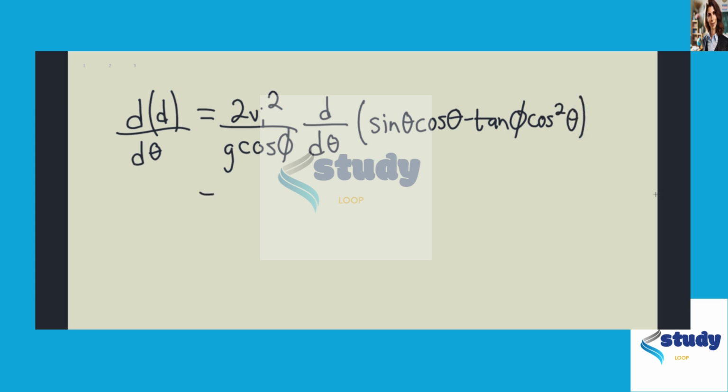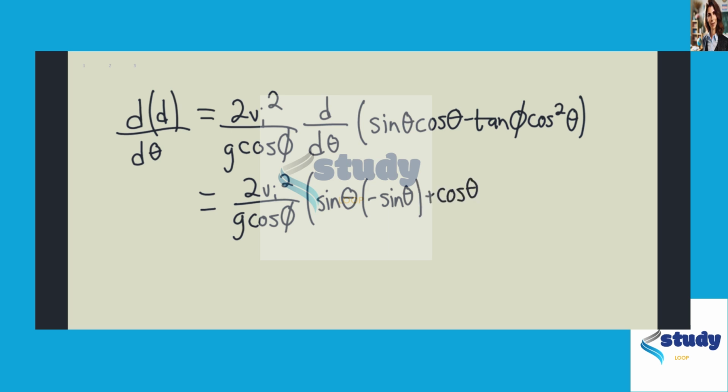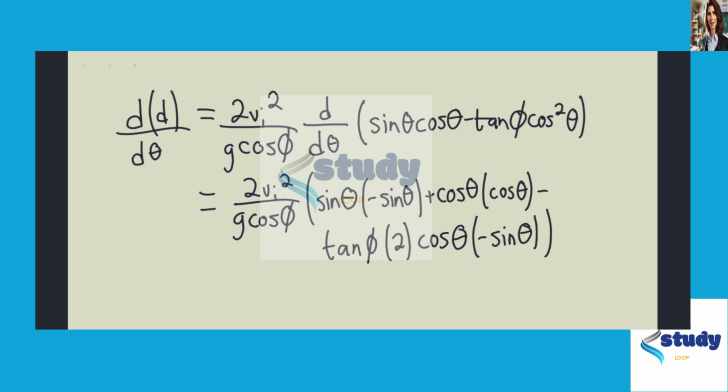And this equals 2 v initial squared over g cosine of phi, and then we take the derivative of this term here. We have to use the product rule. So sine of theta times negative sine of theta, plus cosine of theta times cosine of theta, minus tangent of phi times 2 times cosine of theta times negative sine of theta, close parentheses.